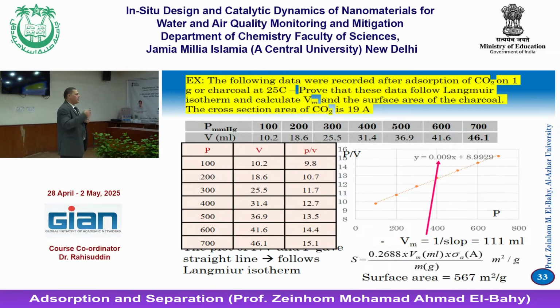At this time, if you know the Vm, you can just apply it in the equation from the previous slide. Substitute sigma, the Vm, and the mass. The mass is 1 gram. Okay, so the surface area will be 567 meters squared per gram.